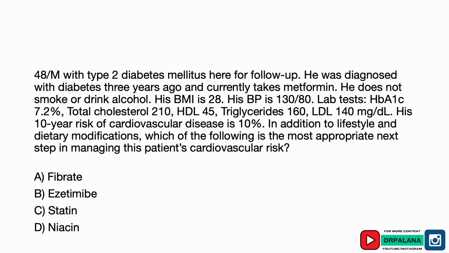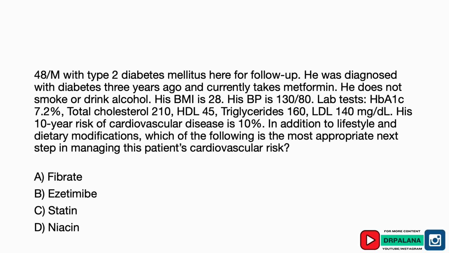A 48-year-old man with type 2 diabetes is here for a follow-up. He was diagnosed with diabetes 3 years ago and currently takes metformin. He does not smoke or drink alcohol. His BMI is 28, blood pressure 130 over 80, A1C 7.2%, total cholesterol 210, HDL 45, triglycerides 160, and LDL 140. His 10-year risk of cardiovascular disease is 10%. In addition to lifestyle and dietary modifications, which of the following is the most appropriate next step in managing this patient's cardiovascular risk? Fibrate, ezetimibe, statin, or niacin?